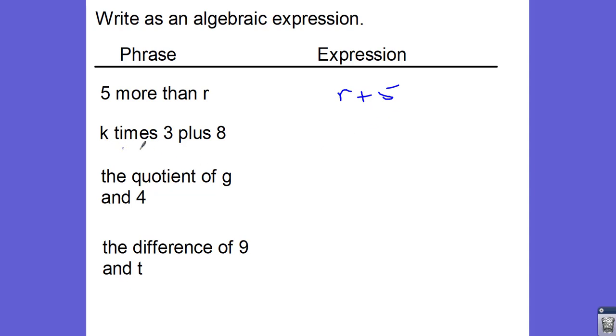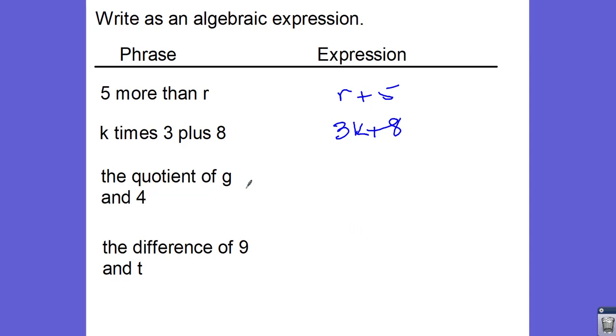Okay? K times 3 plus 8. Okay? Well, K times 3, we know when we're multiplying, the 3 always goes first. So that's going to be 3K, and then it says plus 8. So 3K plus 8 should look just like that.